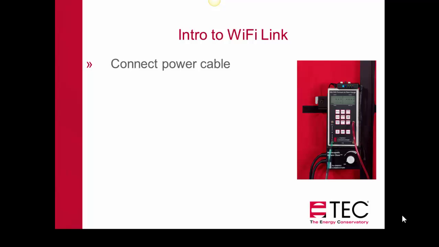So you'll connect the power cable to start with, and when you do that, the first of 4 lights will come on, and that's a blue light. And when you turn on the gauge, the second light will blink at first, and then when it goes solid, it's sending out a Wi-Fi signal.